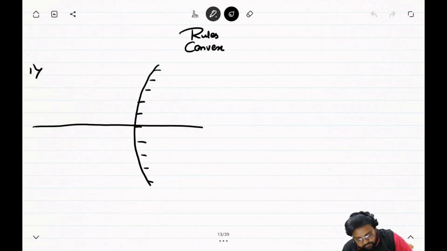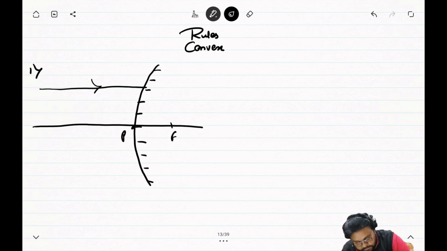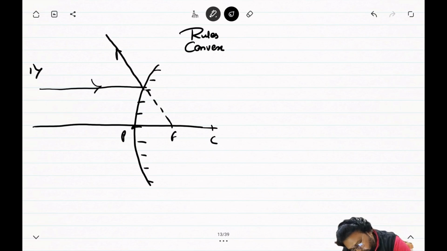But in case of convex, the light is coming here from the left side, but F and C are not on the real side, that means they are on the virtual side. So after reflection, it will appear to diverge from a particular point in case of convex mirror, and this point is principal focus. That's your first rule.